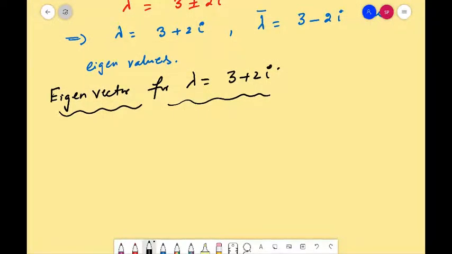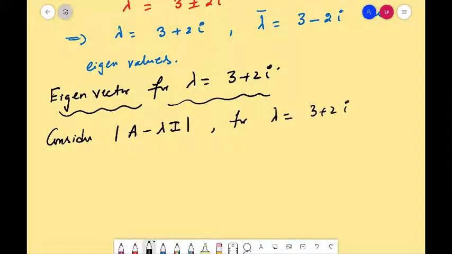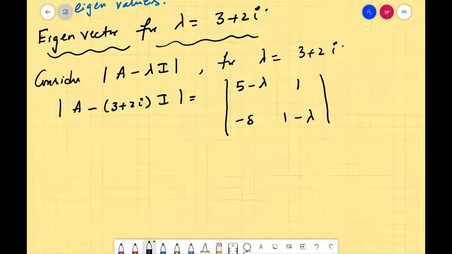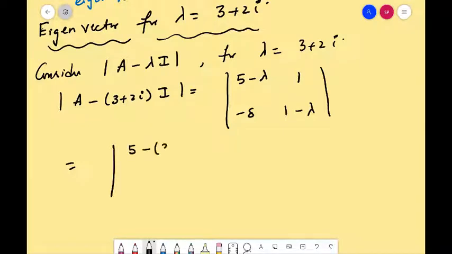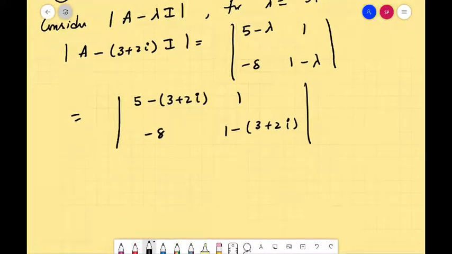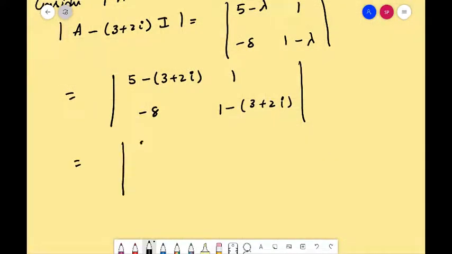What do we have to consider for this? Consider det of A minus lambda I for lambda is equal to 3 plus 2i. So it is the determinant of 5 minus lambda, 1, minus 8, 1 minus lambda, which is 5 minus (3 plus 2i), 1, minus 8, 1 minus (3 plus 2i), that is 2 minus 2i, 1, minus 8, and minus 2 minus 2i.